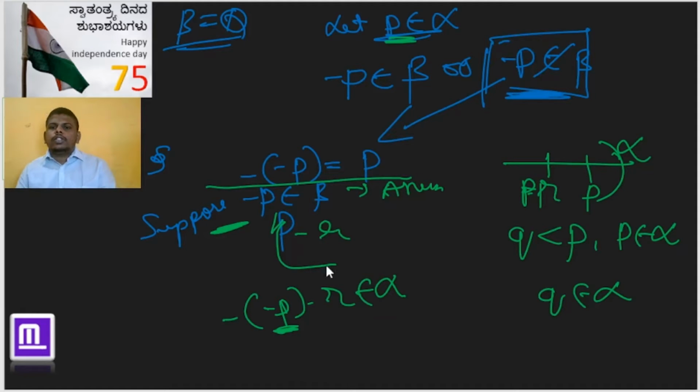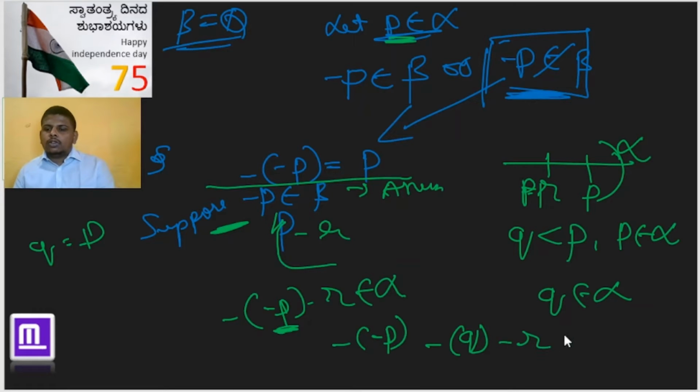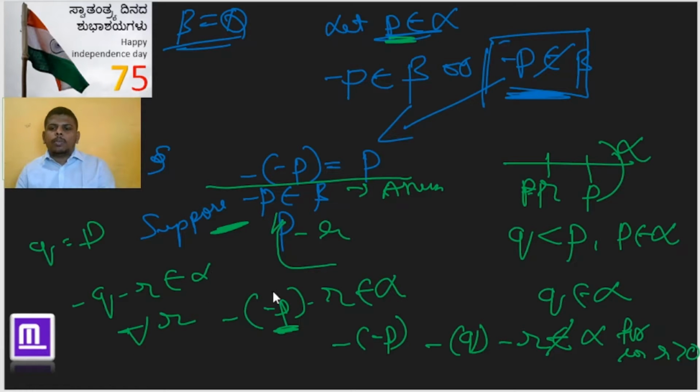This is the violation of the definition of the beta itself, because the minus of an element in, let's say, q is equal to minus p. Okay, so then minus of q minus r should not belong to alpha, at least for some r greater than 0. But this is going in a reverse way, that is, minus of q minus r belongs to alpha for all r by the second property of the cut, which is applied to the alpha.